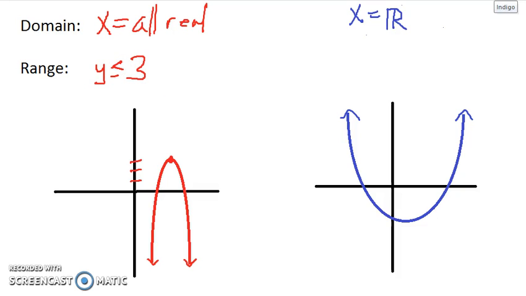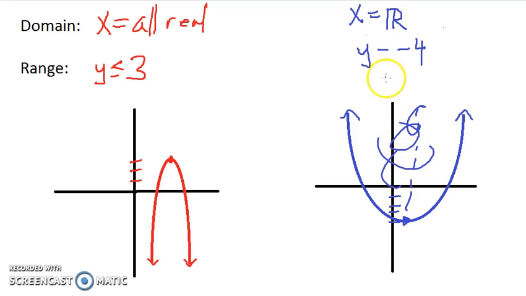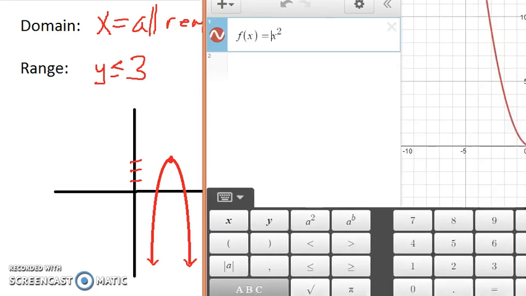Coming over here, you're going to have y, and the line underneath, y is equal to, let's assume that's negative 4. So start here at the vertex. If we start here and go with the graph, we're going upwards. That's a greater than. So here's your range for that. Okay, that's domain and range. Pretty simple. Let's talk about transformations for a minute.